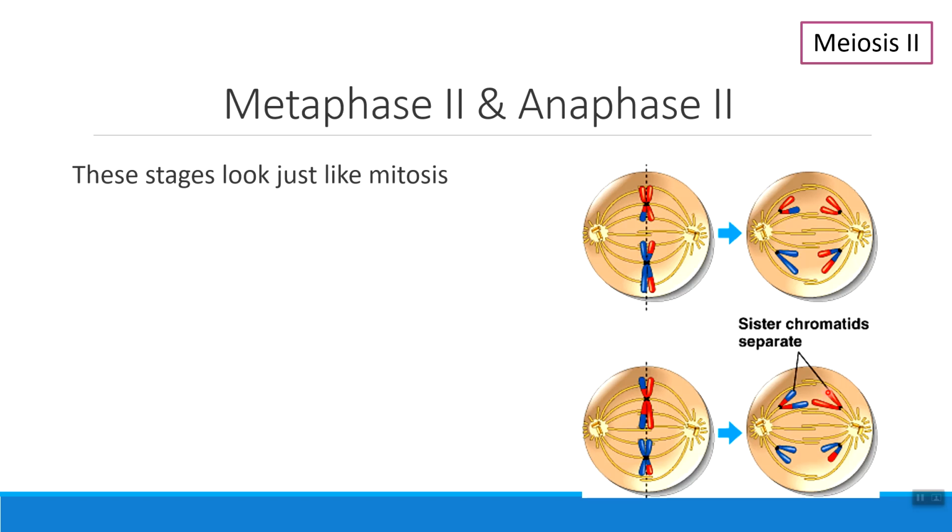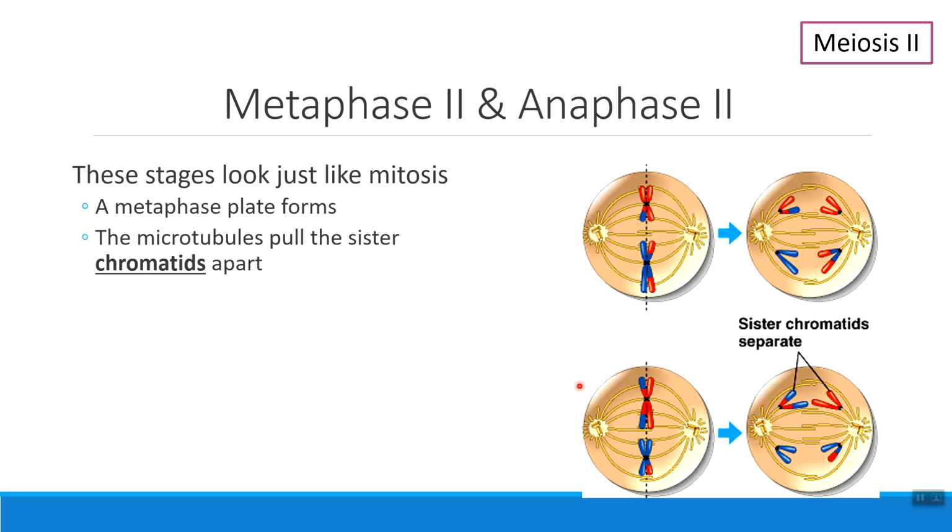Before we pull them apart, we line them up, just like we did in mitosis. Notice that our metaphase plate now just has single X chromosomes. We don't have the tetrads with the sets of 2. And notice we have 2 cells going through this process of metaphase 2 and anaphase 2. So we build the metaphase plate, then we pull on those chromosomes to split the sister chromatids from each other. Each half goes a different direction from one another.